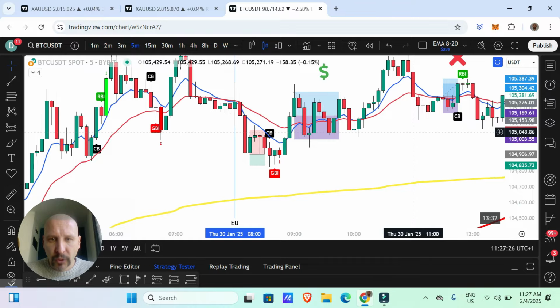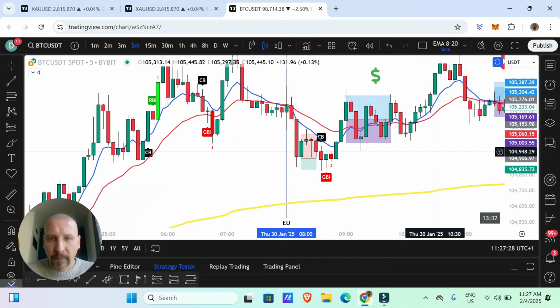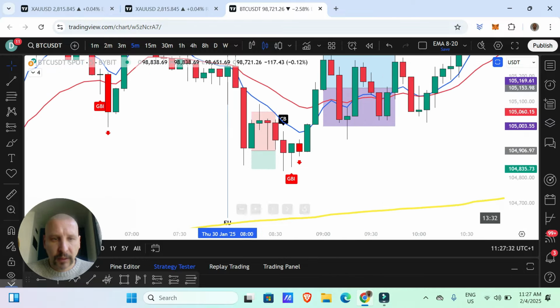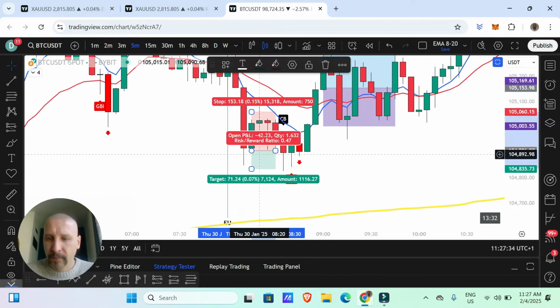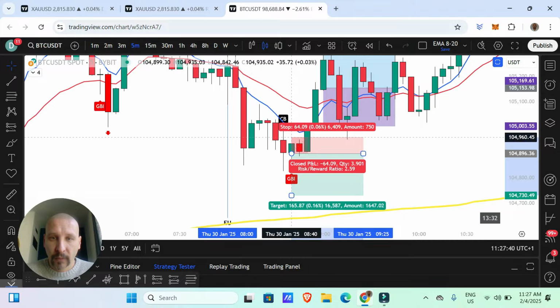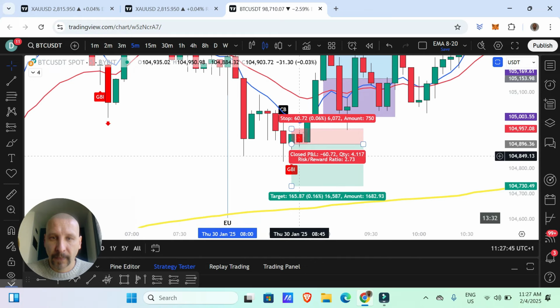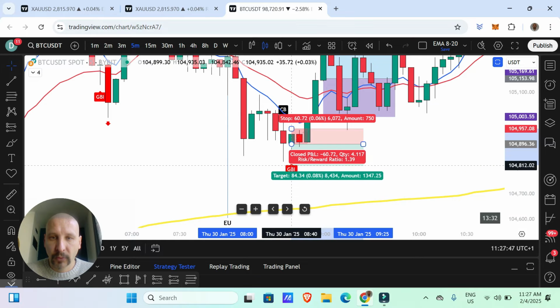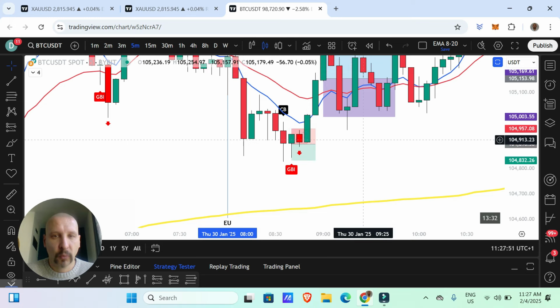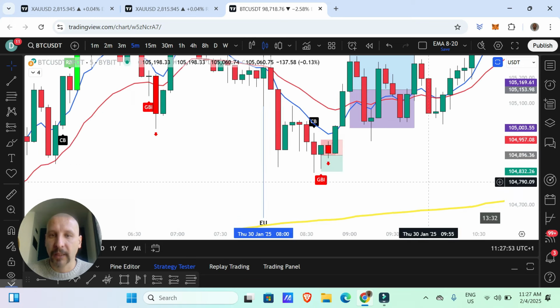All right, what do we see here? A signal here on the 5 minute. Let's take it. I will not take this trade, just to let you know. The reason is very easy. We target 60, and that's a loss on the 5 minute. We didn't have many losses on the 5 minute.